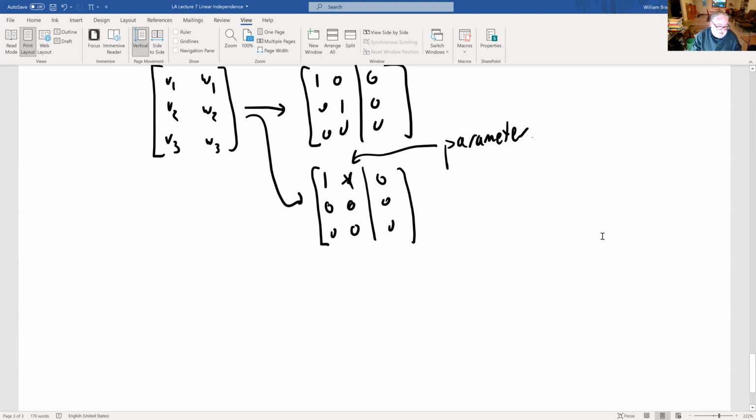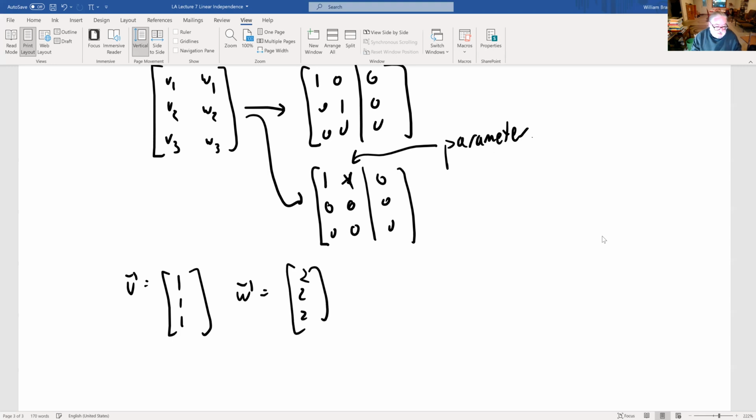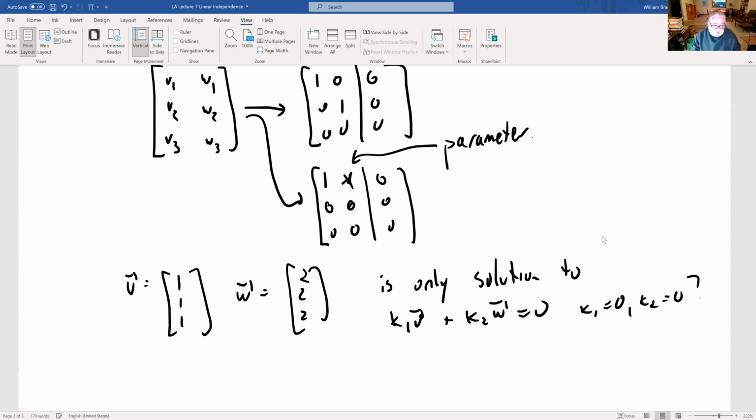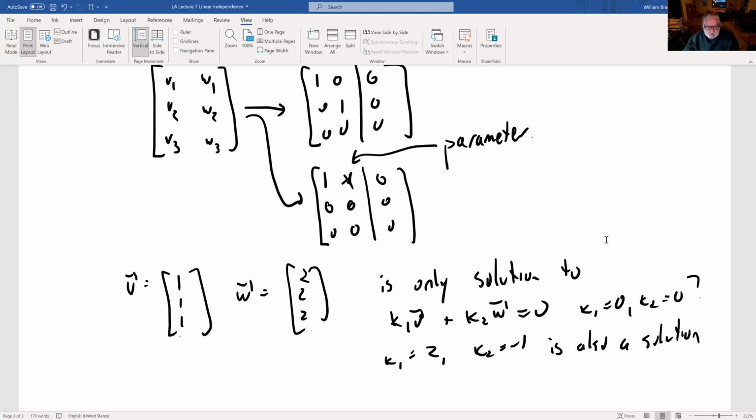And the second case happens if we take, say, a vector v equal to 1, 1, 1, and a vector w equal to 2, 2, 2. Are these linearly independent? Is the only solution to K1 v plus K2 w equal to 0 K1 equals 0, K2 equals 0? And no, you can see pretty clearly that w is just a multiple of v. If we take K1 equal to 2, K2 equal to minus 1, that is also a solution. So these are linearly dependent. So if I have fewer vectors than dimensions, they might be dependent, they might be independent. If I have more vectors than dimension, then they definitely are dependent.